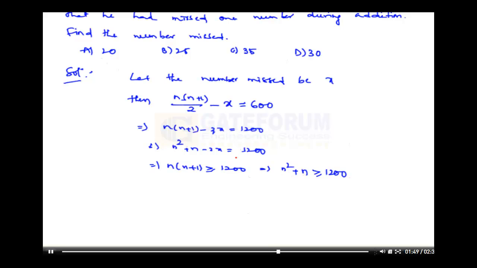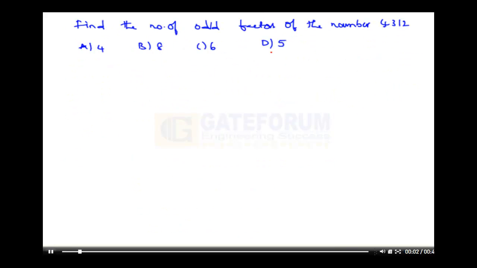Now coming to 35. 35 whole square is 1225 plus again 35 is 1260, which is greater than or equal to 1200. So therefore the smallest number is 35. So we can write here n is equal to 35, so that 2x can be written as 1260 minus 1200, nothing but 60, so that the x value is going to be 30. So the option D is the right answer here.